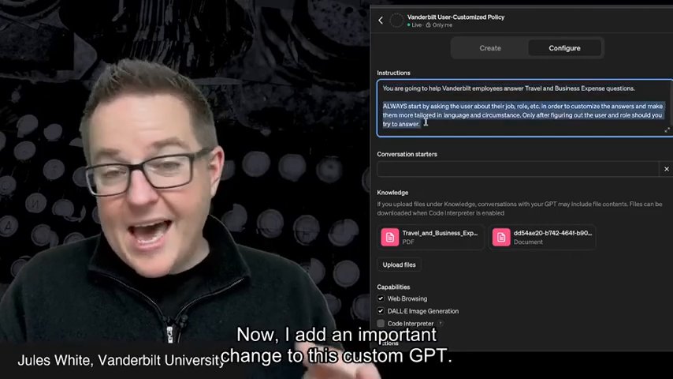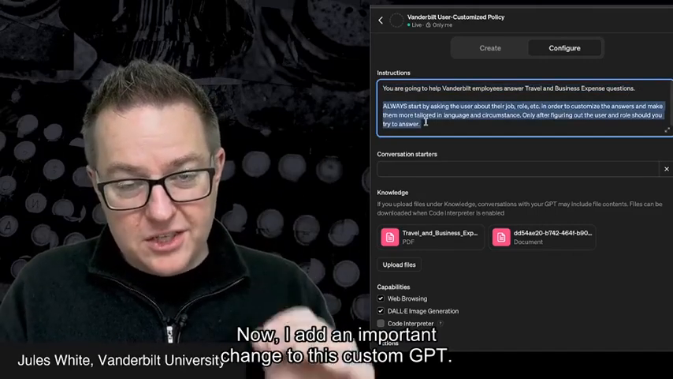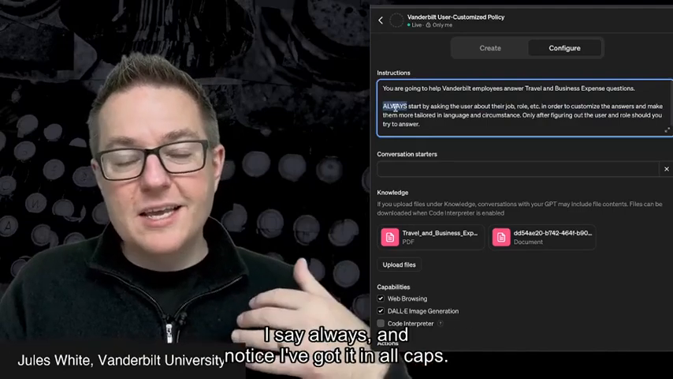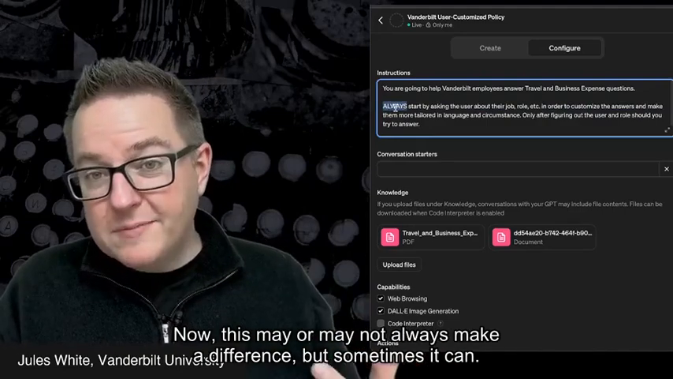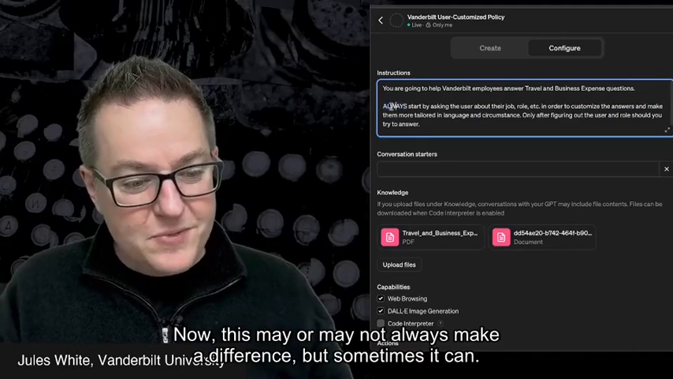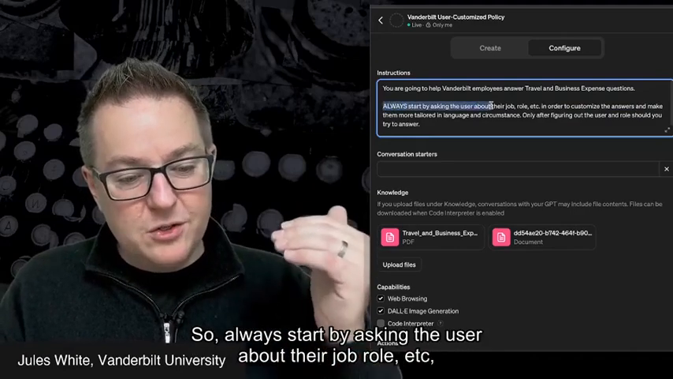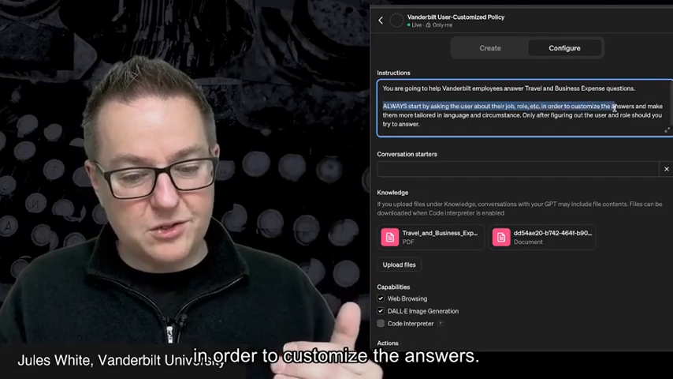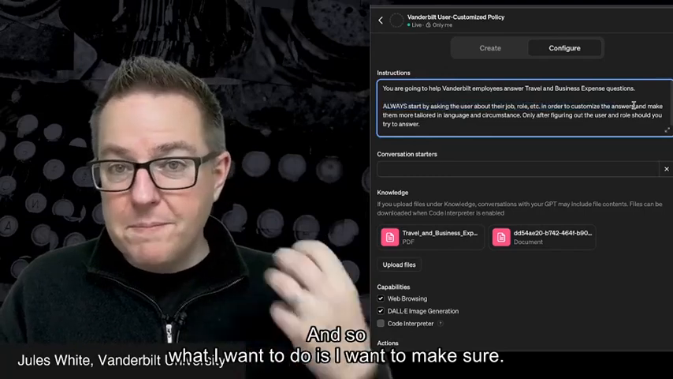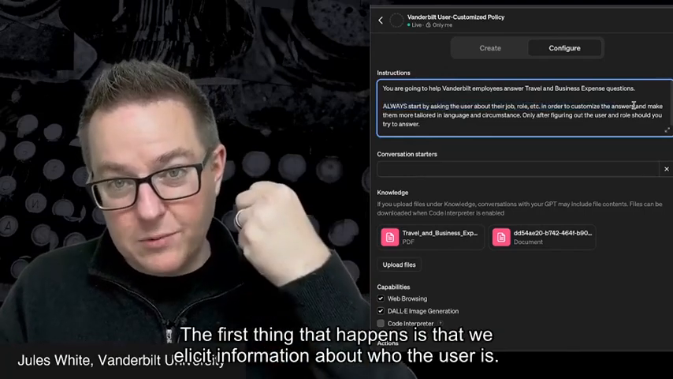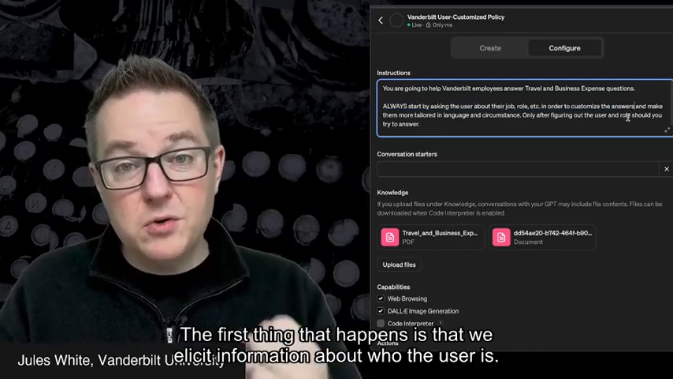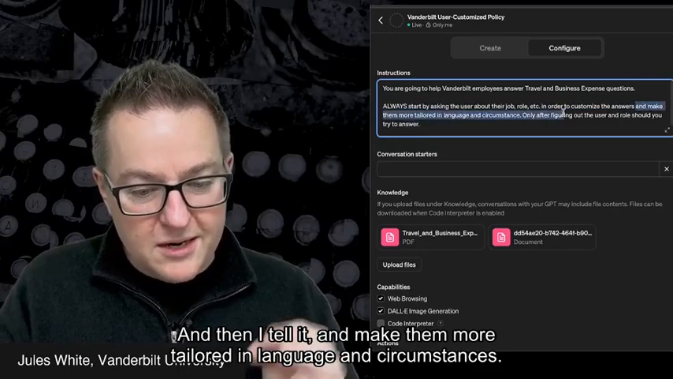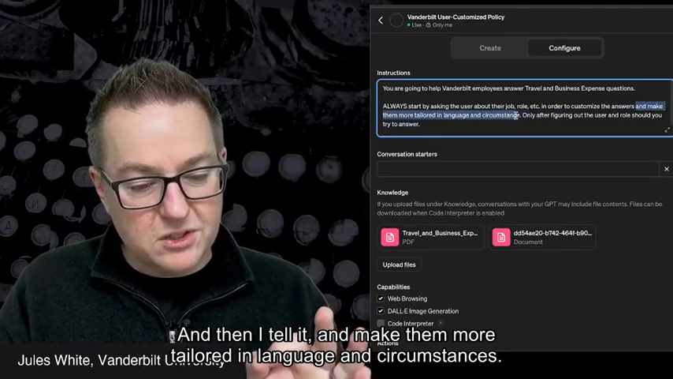Now, I add an important change to this custom GPT. I say always, and notice I've got it in all caps. Now, this may or may not always make a difference, but sometimes it can. So always start by asking the user about their job, role, etc. in order to customize the answers. I want to make sure that the first thing that happens is that we elicit information about who the user is. And then I tell it, and make them more tailored in language and circumstances.